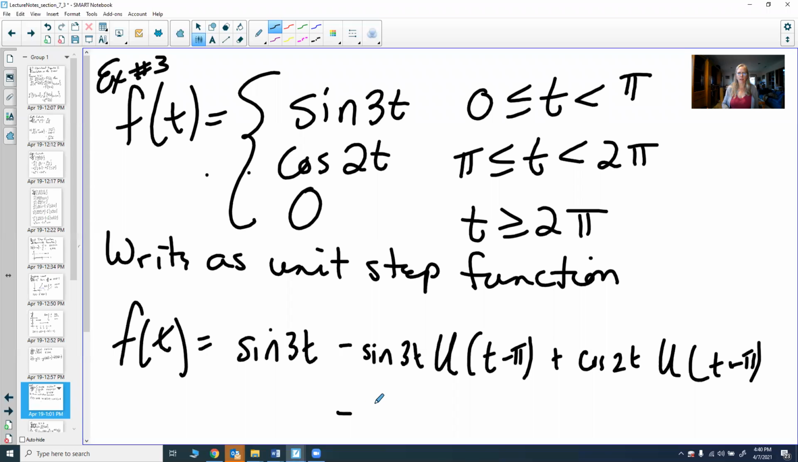Then we want to turn it back off and make it all 0. So then we'd have cosine of 2t times the unit step function at t minus 2 pi. So that now at 2 pi, it's 1. 1 times cosine of 2t is cosine of 2t. Cosine of 2t minus cosine of 2t is 0. These already were 0. So that's what that function would look like.